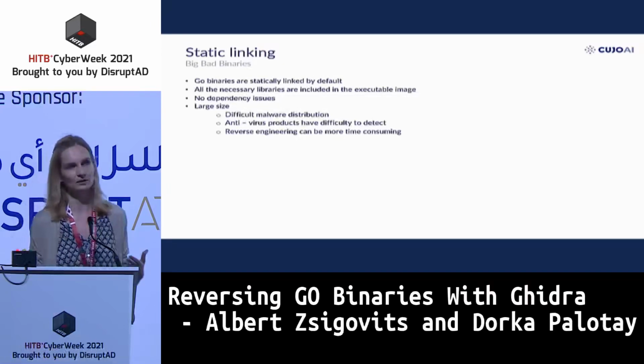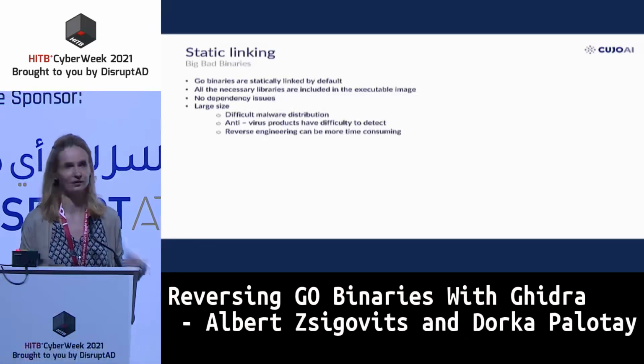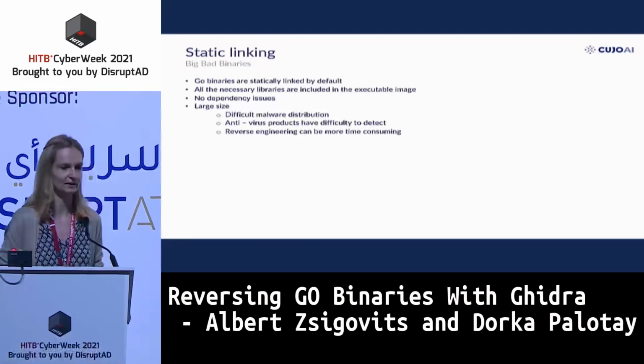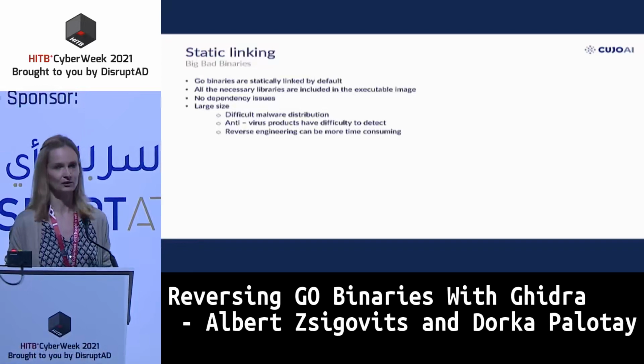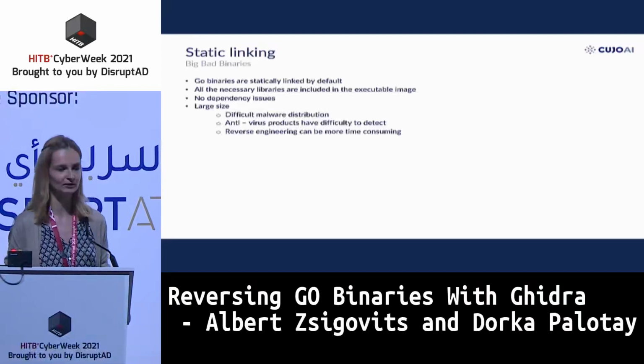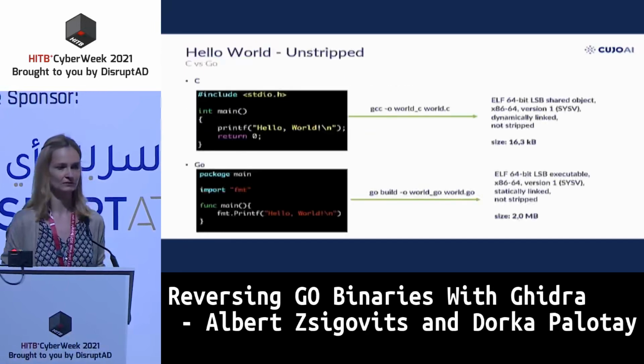But this large size also comes with some drawbacks. For example, malware distribution is difficult. I'm talking about our IoT malware, where we don't really have enough room for such a large binary, so it won't work. That's one issue. Also, sometimes AV products have issues detecting these Go binaries. And reverse engineering is much more difficult when we have to look at such a huge binary. I will show examples of what you have to face when you do reverse engineering. So let's start with simple hello world examples.